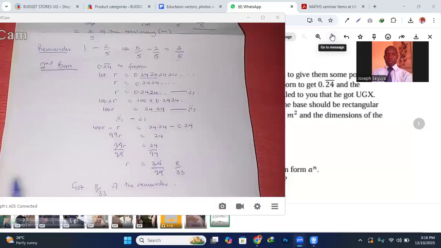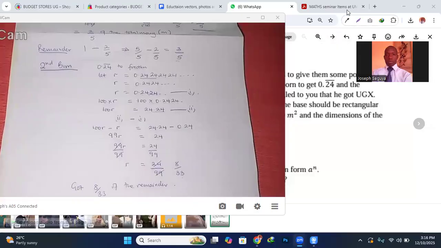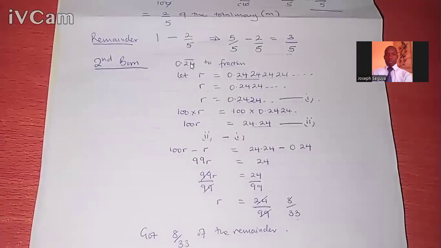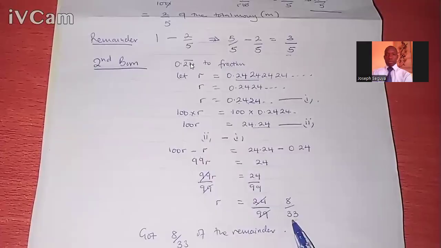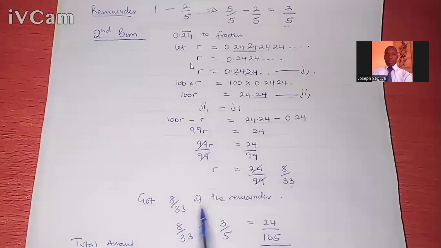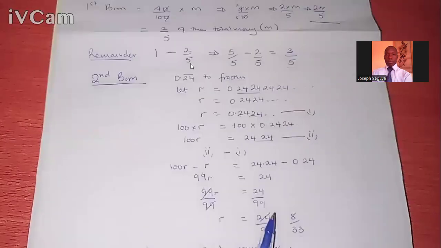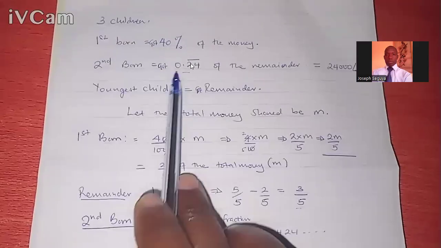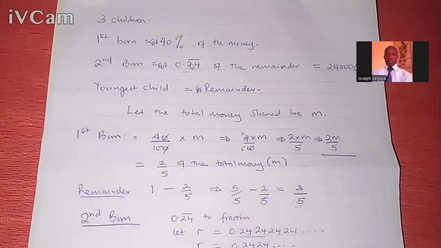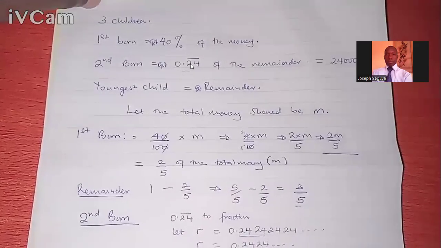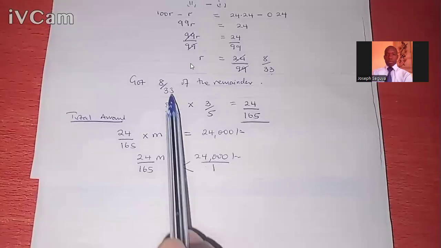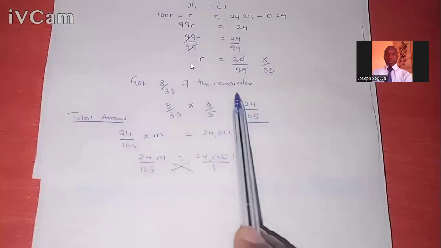So therefore, the secondborn, they said, has 0.24 recurring. So 0.24 recurring is the same as 8 over 33. Therefore, we can say he got 8 over 33 of the remainder, because that's what they say, that the secondborn got 0.24 of the remainder. So instead of having that recurring decimal, we are going to have a fraction, which is 8 over 33, of the remainder.